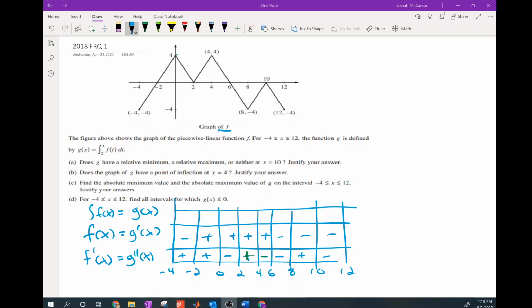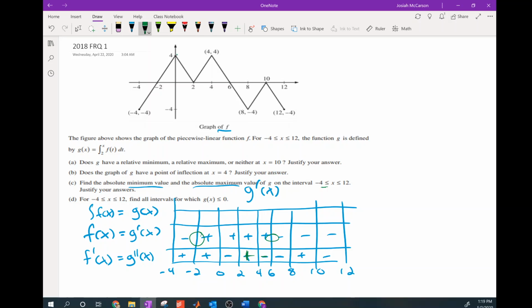Find the absolute minimum value and the absolute maximum value of G when the interval is -4 less than or equal to x less than or equal to 12. Justify your answers. So, we have a lot of different places where that could be. But we know that a maximum and a minimum only occur when there is a change in sign in the first derivative. So again, we're going to look at G prime of x. We're going to look for where it changes signs. We have a negative to a positive, positive to a negative.